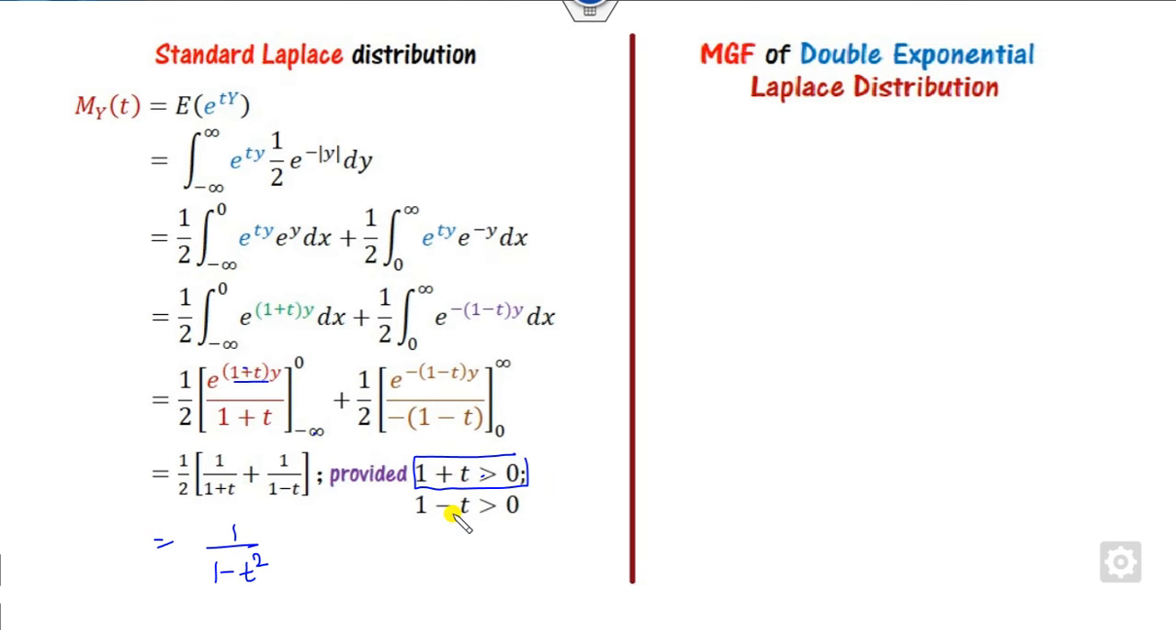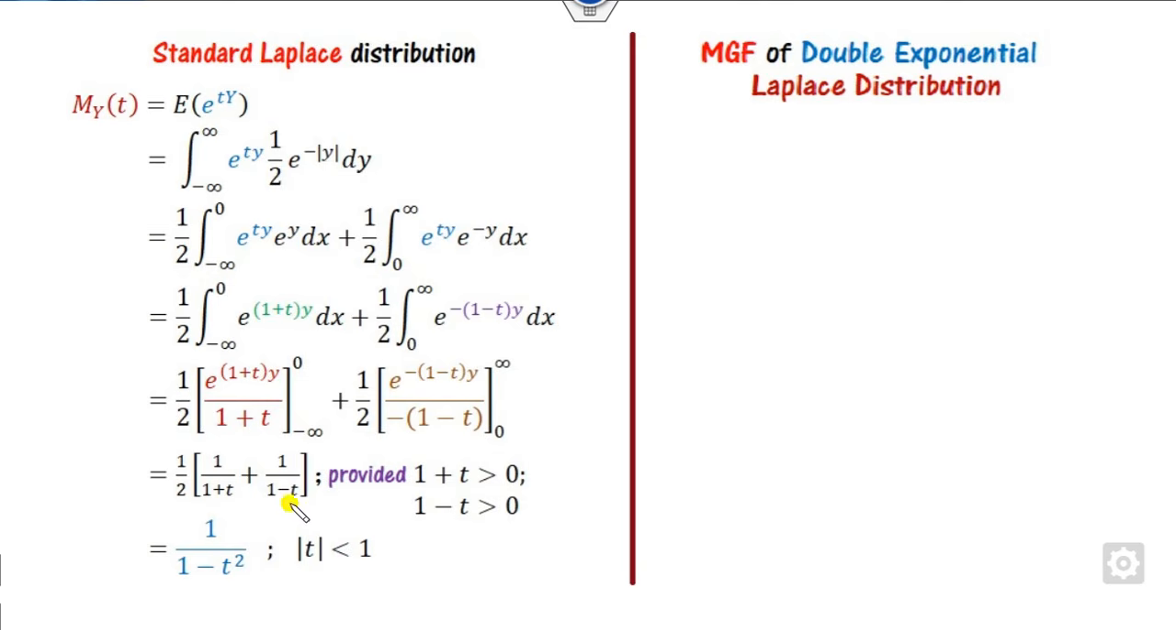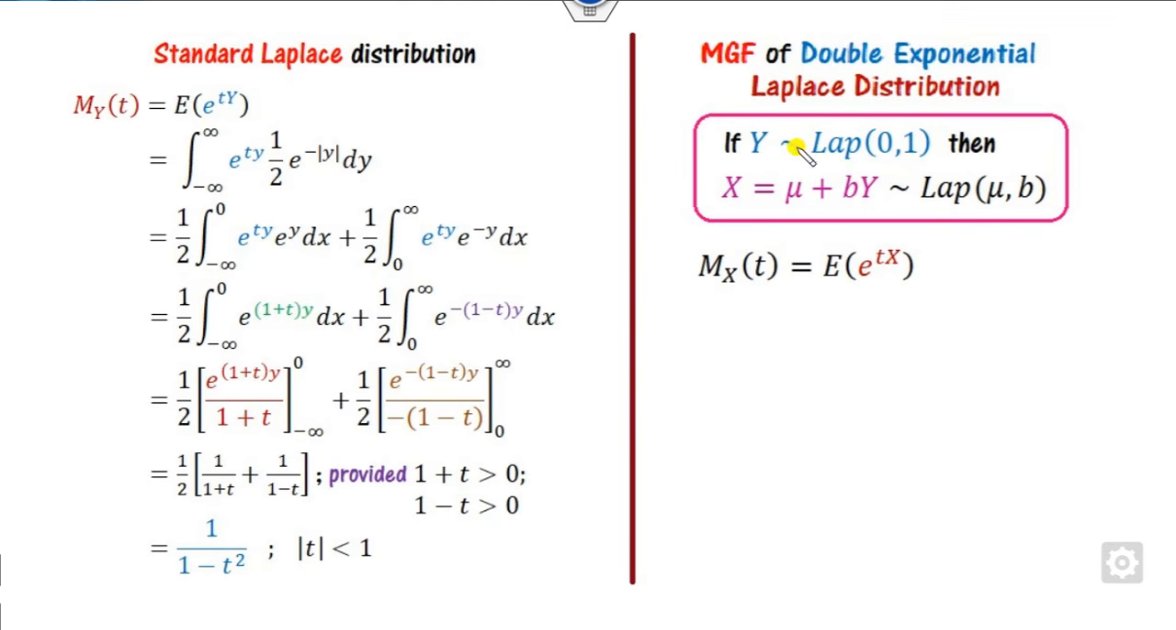So how can you relate them? This is nothing but mod of t is less than 1. This is the moment generating function of the standard Laplace distribution. Now we can find the moment generating function of the Laplace distribution again by using here. We can substitute the value of the x here. This is e raised to t of mu plus b t of y.